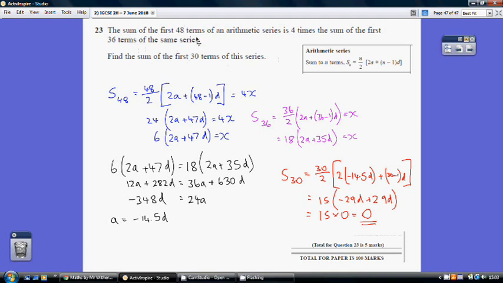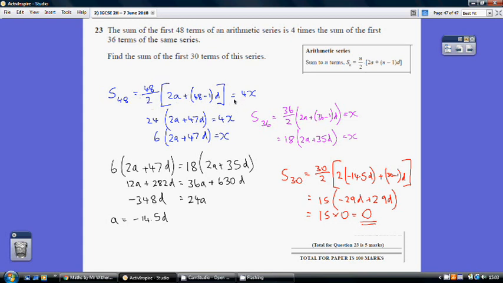So the sum of the first 48 terms of an arithmetic series is 4 times the sum of the first 36 terms of the same series. So let's just think through the sum of the first 48 terms. We're using the given formula, which is in the formula sheet. So obviously n is going to be 48. Substituting that in, we get 48 over 2 multiplied by 2a plus 48 minus 1 times the d.